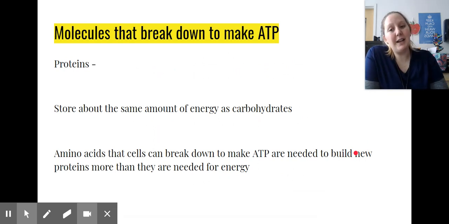Proteins make just about the same amount as carbohydrates, maybe a little less, probably more like 30. And that's because proteins that we eat daily are not used to build energy. Most of the amino acids in proteins are used to make more amino acids, make DNA, make RNA. So less of it is used to make energy and more of it is used for cellular functions.